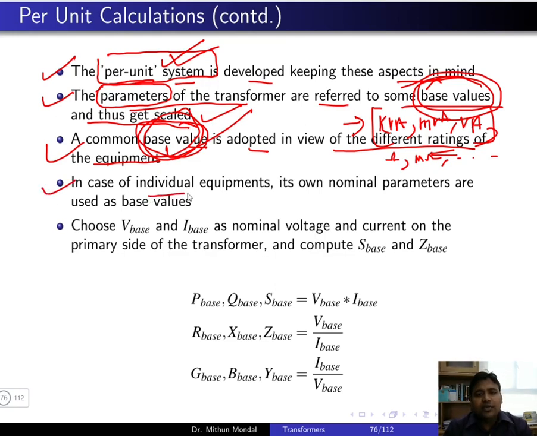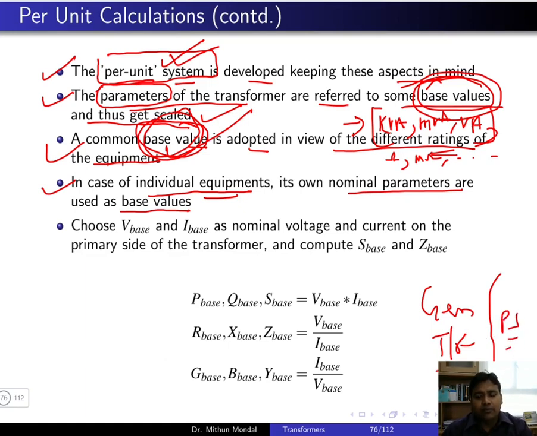In case of individual equipment, its own nominal parameters are used as the base value. So in a power system network, you will have different equipment connected to each other, like a generator, a transformer, a transmission line, etc. The combination of these together will form a power system network.